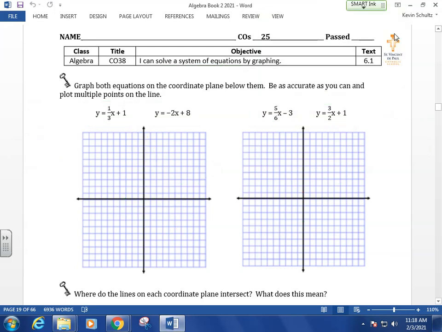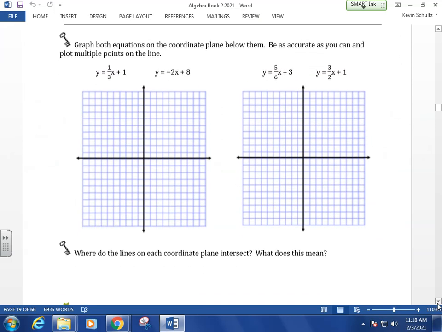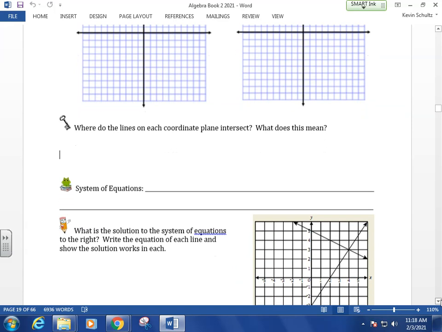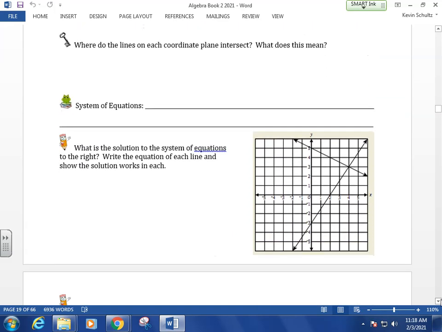Yep. And then down below this here, we have the definition of a system. We actually already kind of answered that key point question there. It says, where do the lines on each coordinate plane intersect? We wrote those ordered pairs down there. And then what does this mean? It's the one solution to both equations. Okay.